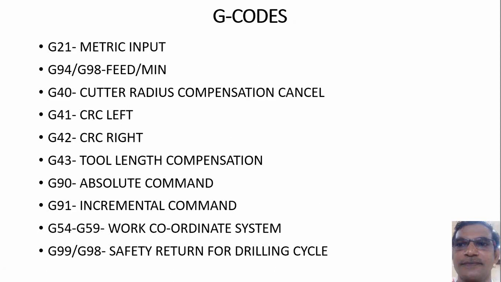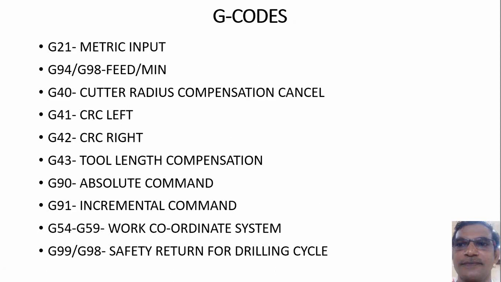G99 and G98, both codes we have already used for feed rate. One more time we are using the G codes G99 and G98. This is for drilling operation, particularly for safety return of the tool. Suppose we are using G98 or G99 for drilling operation, we can change the feed rate. So we have alternate codes for feed rate, and at that time we can use the separate code.